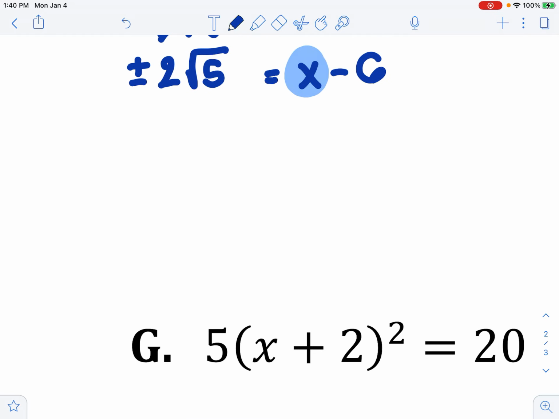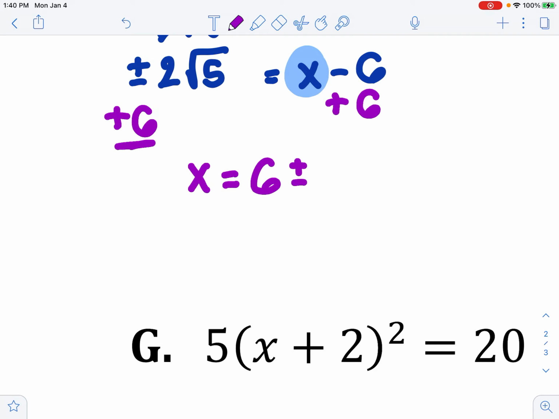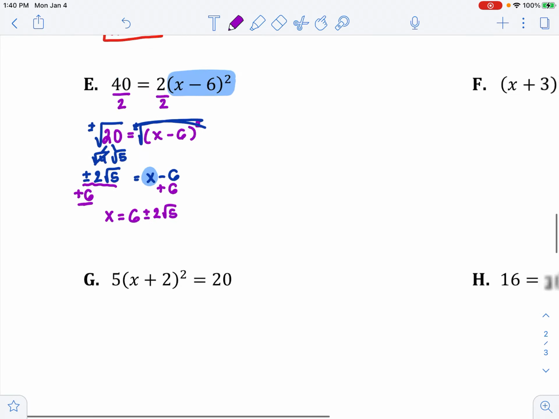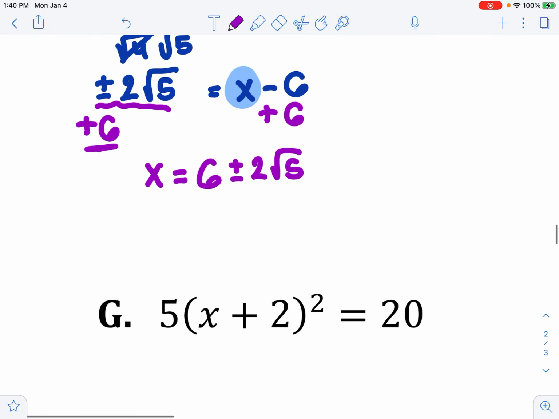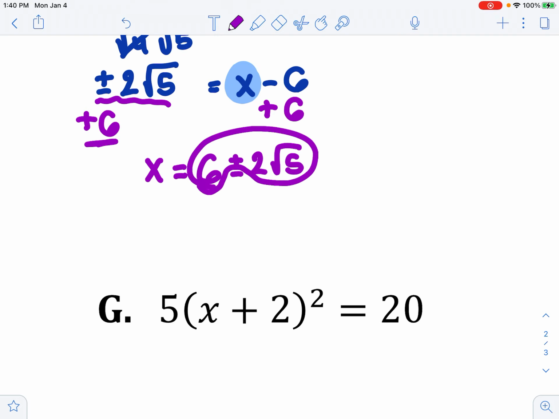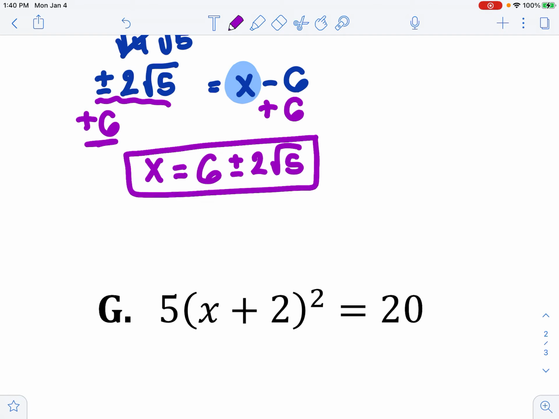Once again, I need to get x by itself. To get x by itself, I need to add 6 to both sides. So now I have x equals, remember we write this number first, which is a positive 6, then plus or minus this number right here, which is 2 root 5. Now, like the last one, I ask myself, do I know what 6 plus 4 is? It's 10. Do I know what 6 plus 2 root 5 is? No, it's a decimal. So this is my exact answer.